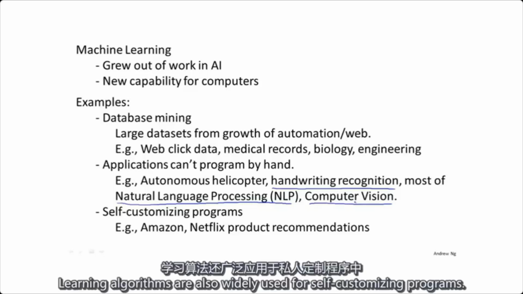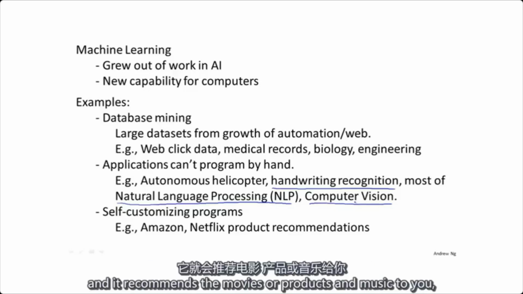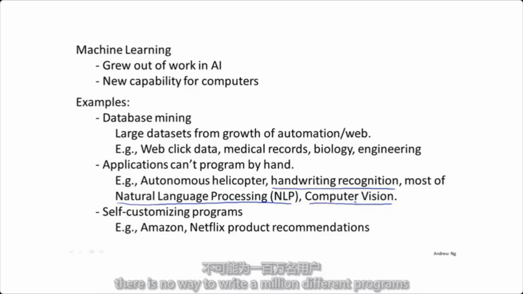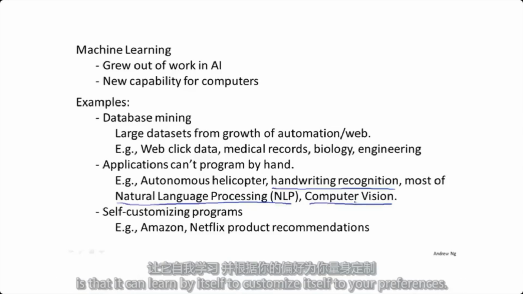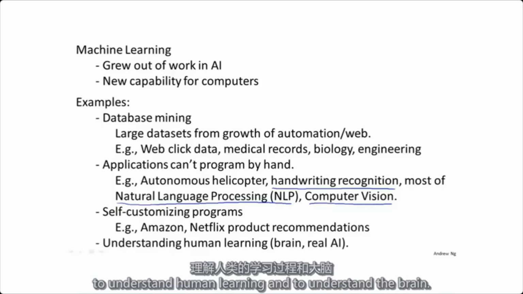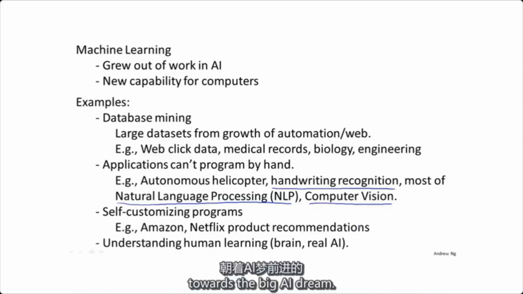Learning algorithms are also widely used for self-customizing programs. Every time you go to Amazon or Netflix or iTunes Genius and it recommends new movies or products or music to you, that's a learning algorithm. If you think about it, if you have 1 million users, there's no way to write 1 million different programs for your 1 million users. The only way to have software give these customized recommendations is if it can learn by itself to customize itself to your preferences. Finally, learning algorithms are being used today to understand human learning and to understand the brain. We'll talk about how researchers are using this to make progress towards the big AI dream.